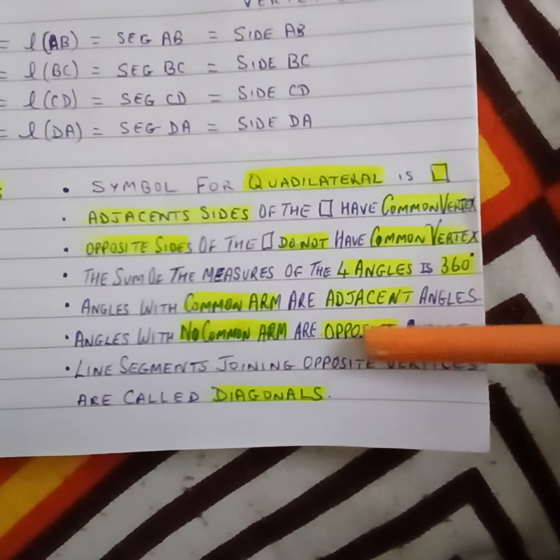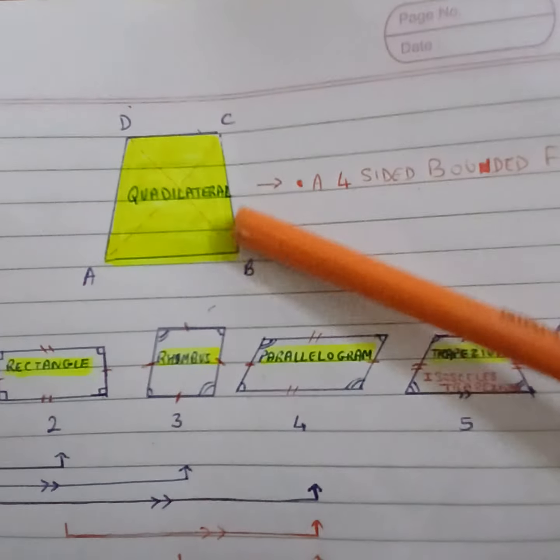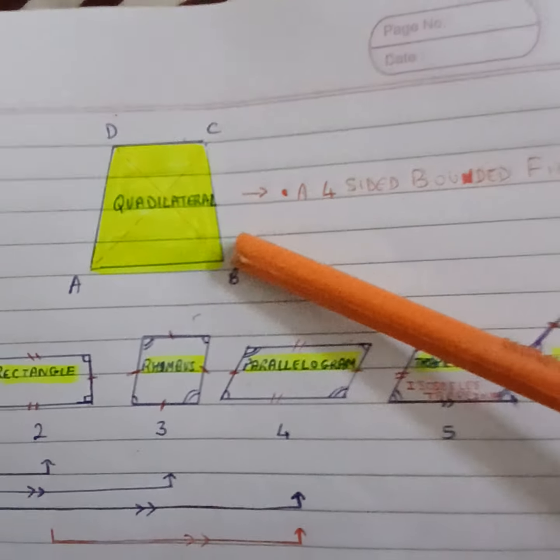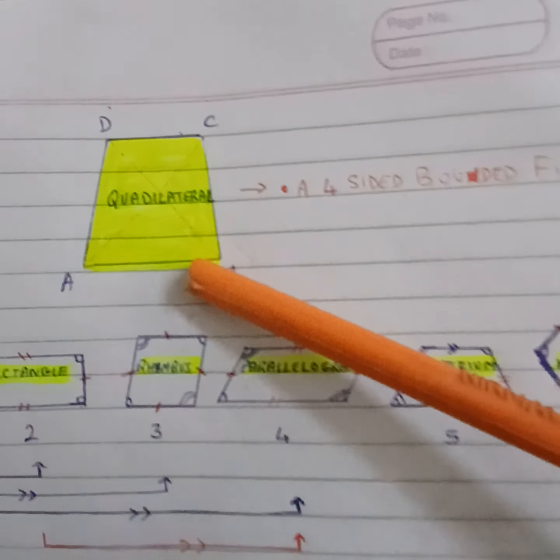Angles with no common arm are opposite angles. For example, angle ABC and angle ADC, they do not have a common arm, so they are called opposite angles.